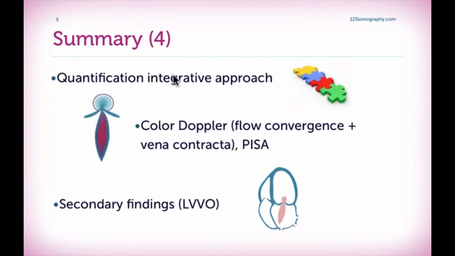To quantify MR, you have to use an integrative approach which uses color Doppler, in particular the proximal portions of the jet, the flow convergence zone, and the vena contracta. You can also use the PISA method. However, the PISA method has a number of limitations. And you also look at the secondary findings such as left ventricular volume overload and, to a certain degree, also the size of the left atrium.